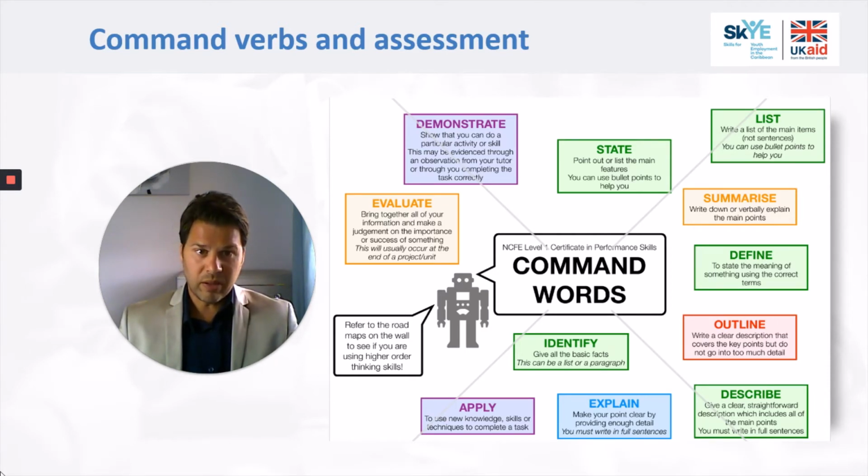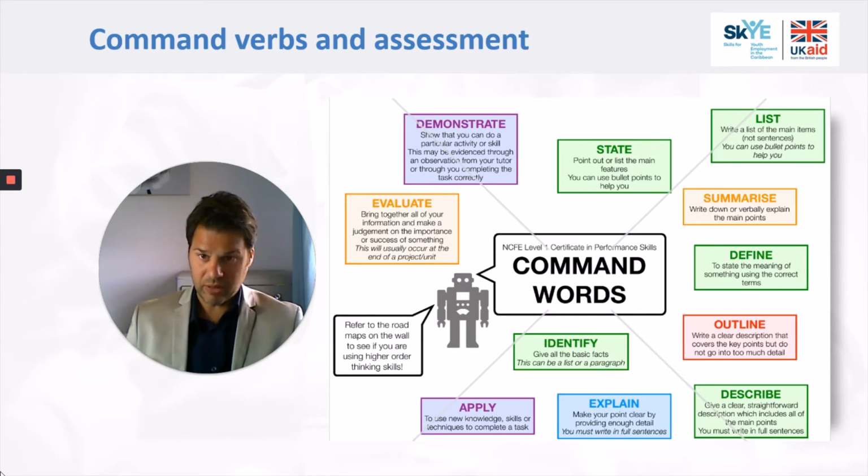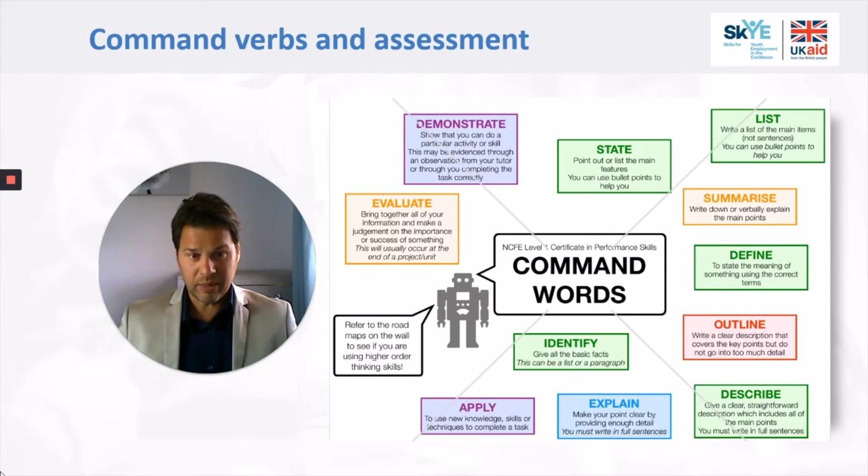If we look at something like state, it's similar to list: point out the main features. It could be that that's a written document, or students could be looking at a piece of equipment and stating the main features of, for example, an engine, the main components. The other one could be to write down or verbally explain your main points, so summarising something: tell us the main points of this legislation or this piece of information. If we look at some of the others, we talk about define, state the meaning of something. So we could ask students to do that verbally or written. So a lot of these, there are verbal opportunities available.